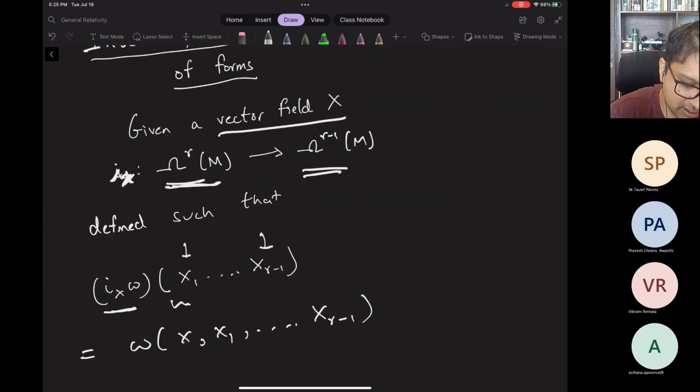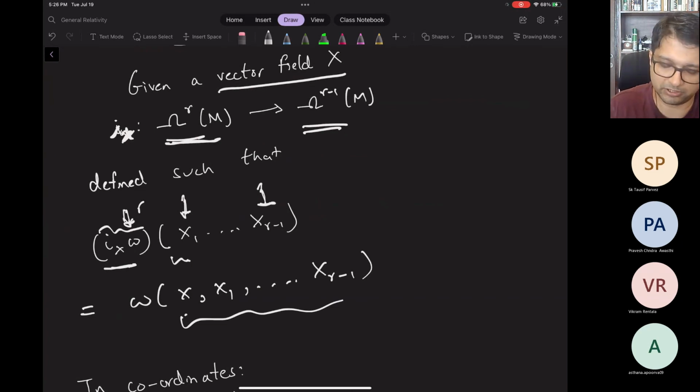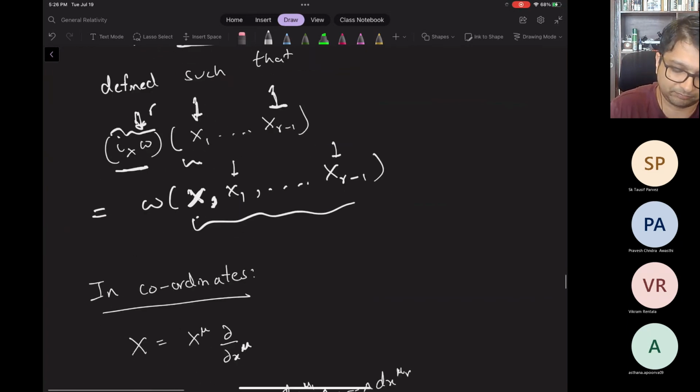So if I start with an R form omega, I now claim that I have an R minus one form, and the action on these R minus one objects is just omega acting on x through x1 through xr minus one. Okay, so it's very simple to understand what this operation is. We just fed it one extra x, and this tells us how it acts on these remaining objects x1 through xr minus one.